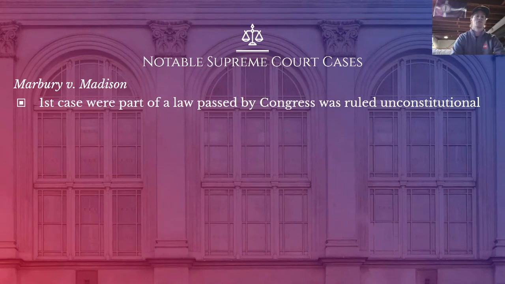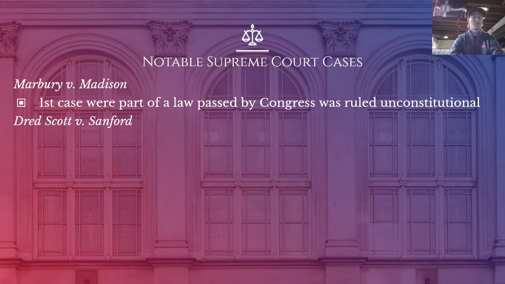This is the first case where a part of a law passed by Congress was ruled unconstitutional. So this is the first time that we see judicial review used and upheld. The Supreme Court reviewed the law and found that it does not work under the Constitution, so out it goes.